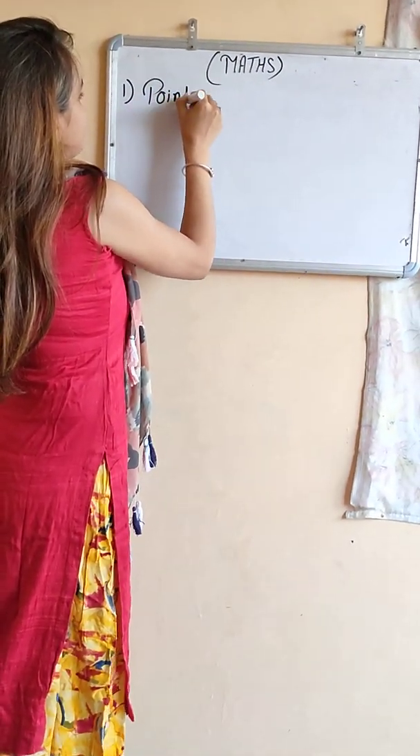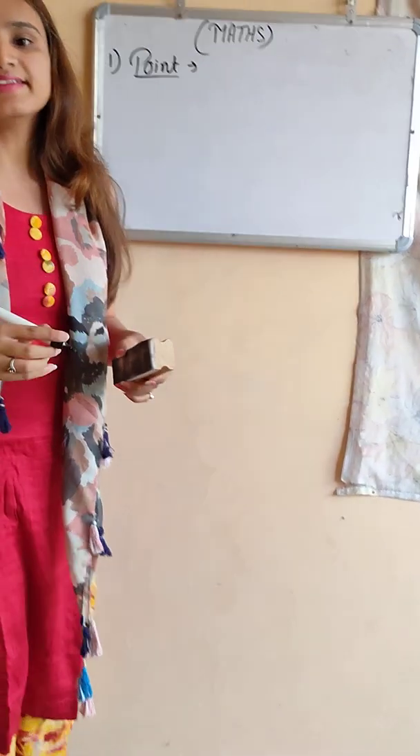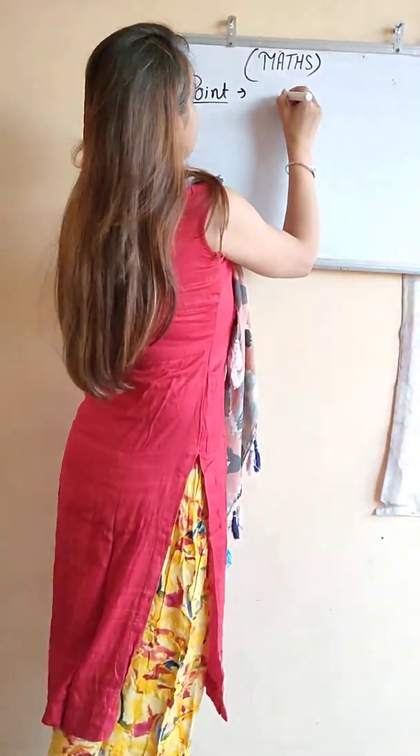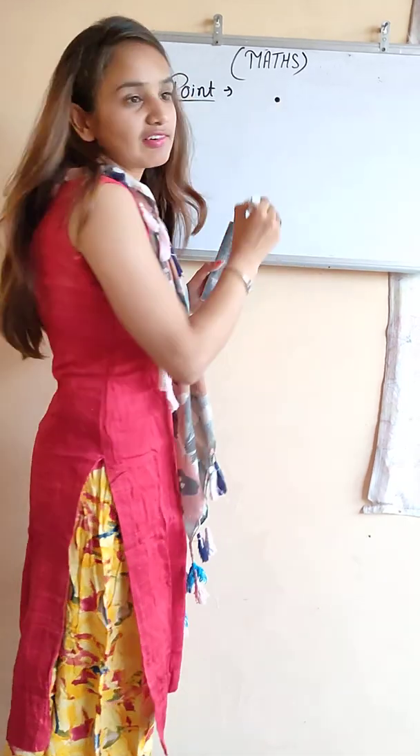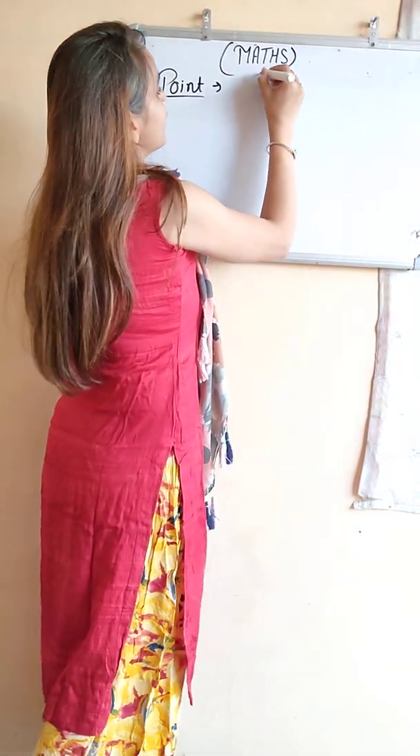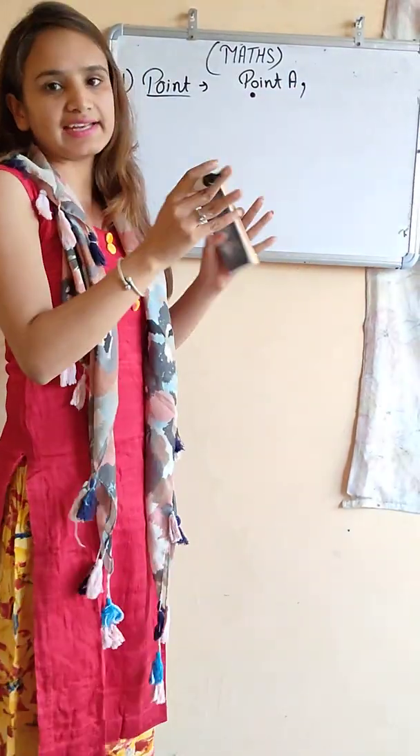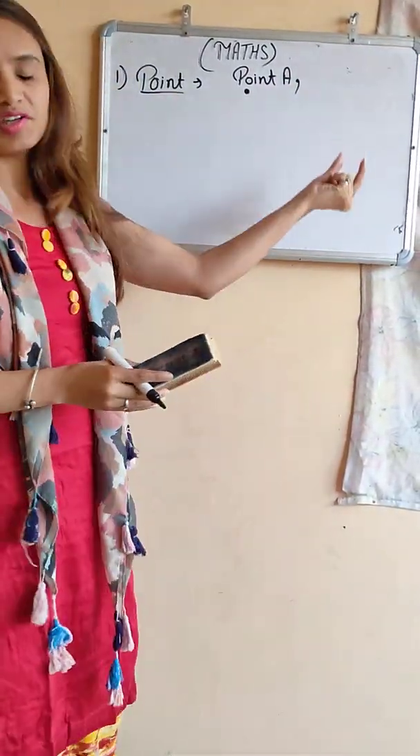So what is point? Point is a small dot made by a pencil or marker. That means this is our point. And how do we denote it? As point A or point B, point C, anything. Okay, so this is our point.